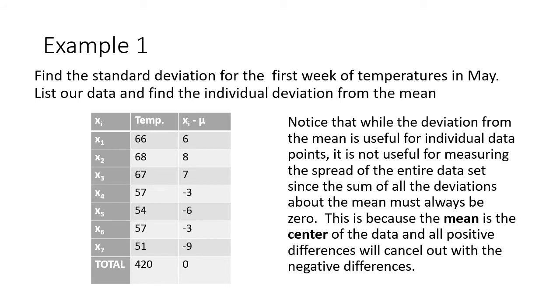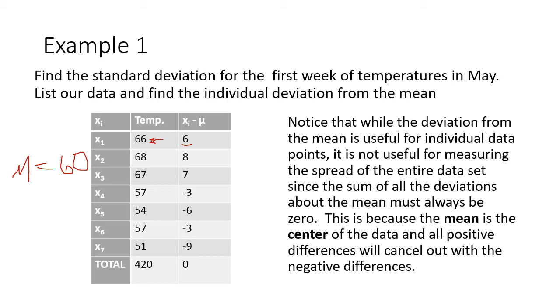Now, what we really want to do is list all of our data and find those individual deviations from the mean. Remember, the deviation from the mean is that data point minus the mean, and it helps us with the individual data points. We knew from earlier that mu was equal to 60, my average temperature. So when I take my first data value, 66, and subtract 60, that result is 6. It was 6 degrees off of the average.